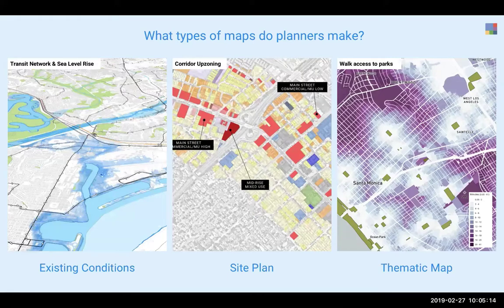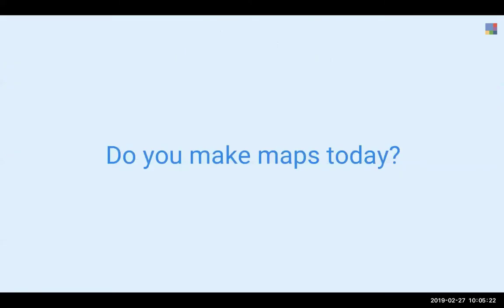In this example here on the right, UrbanFootprint displays a choropleth map of walk access to parks in Santa Monica. So before we continue, let's take a quick second to poll the audience and learn how often we practice hands-on map making. Do you yourself make maps today?